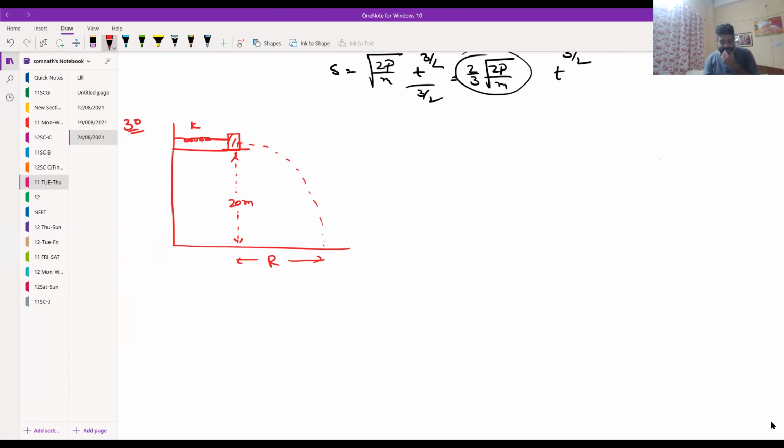And for that they give you the information. I just read the question. A small block of mass 1 kg is pressed against a horizontal spring fixed at one end to compress the spring through 50 centimeter. The spring constant k equals to 100 Newton per meter. When released, the block moves horizontally till it leaves the spring. Where will it hit the ground? 20 meter below the ground.